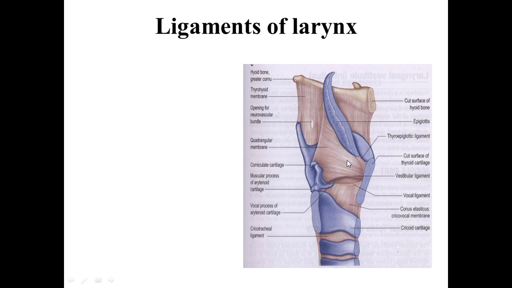Then on the inner surface of the larynx, there are fibroelastic ligaments. The inner surface of the larynx is covered by mucous membrane, and deep to the mucous membrane there are the fibroelastic ligaments, and these ligaments are the quadrate ligament. This quadrate ligament extends from the arytenoid cartilage to the epiglottis and thyroid cartilage.